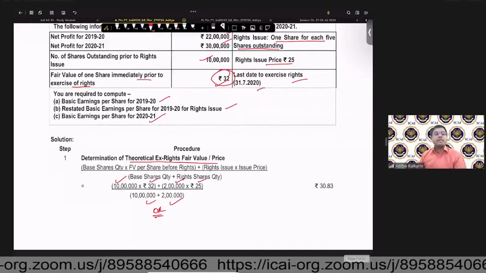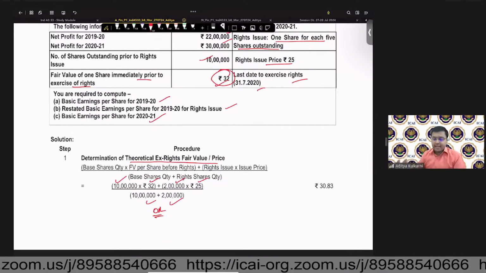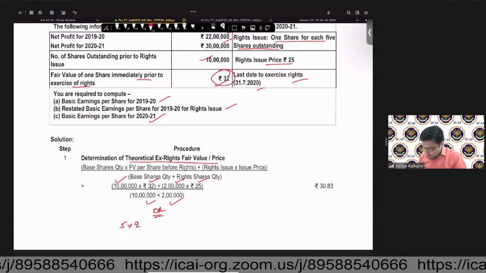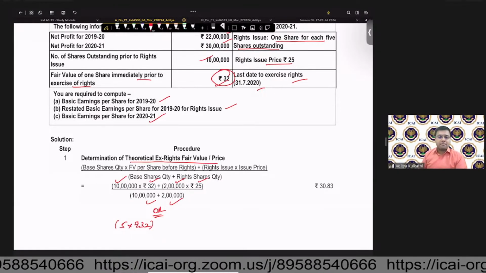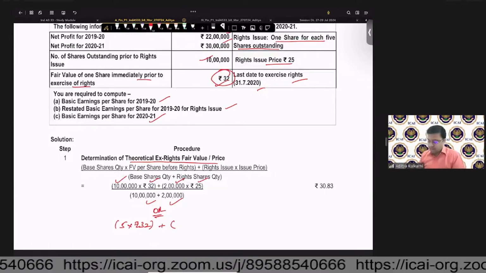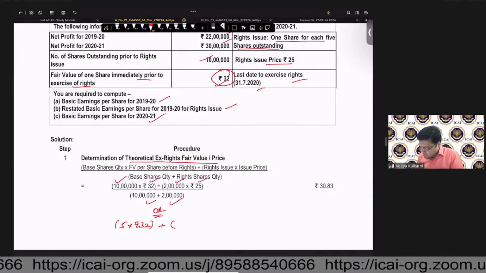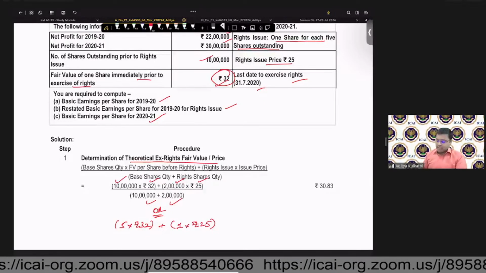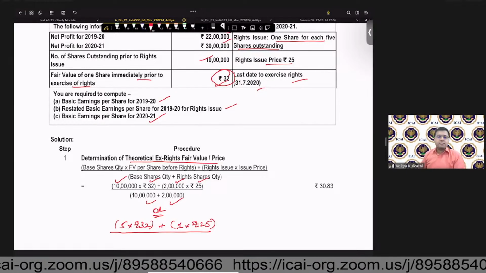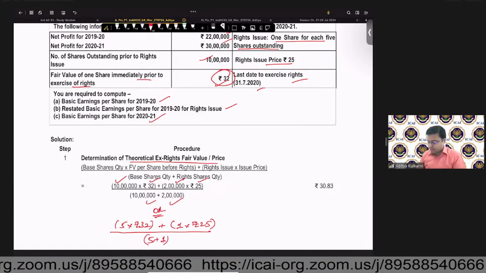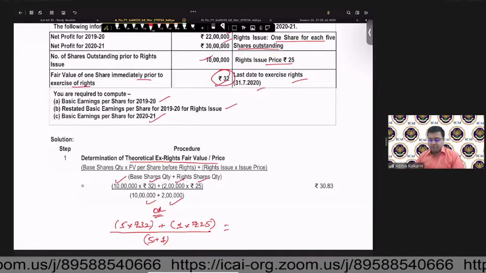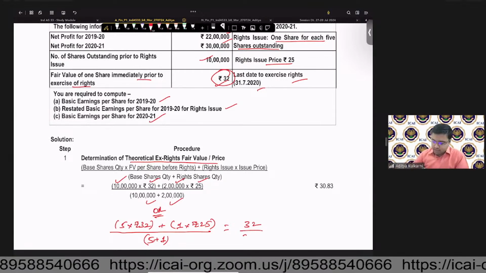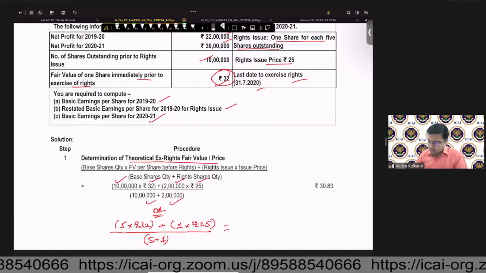Alternatively, instead of taking the entire shares, you can take the ratio. The answer remains the same. So 5 shares into rupees 32, this is the existing market price before the rights, plus you will be getting 1 share of rupees 25. So after the rights, how many shares will you have? 5 plus 1. So that comes to 32 divided by, sorry, that comes to 30.83.